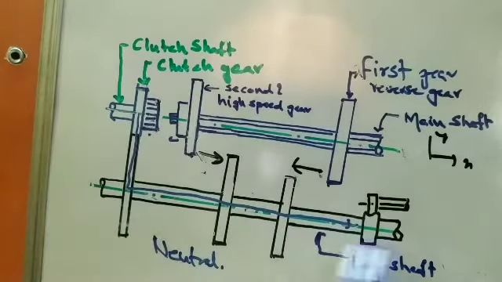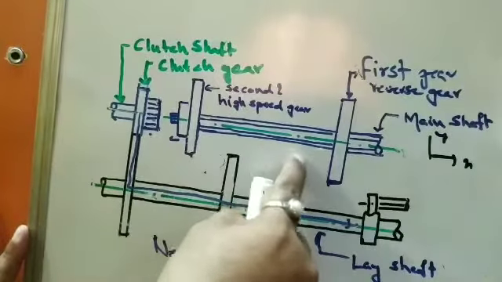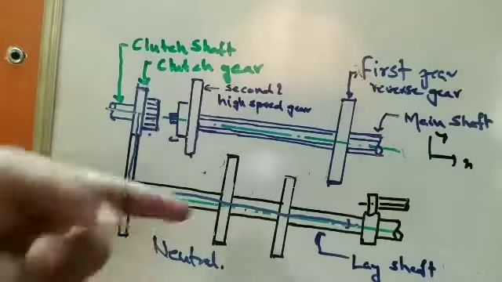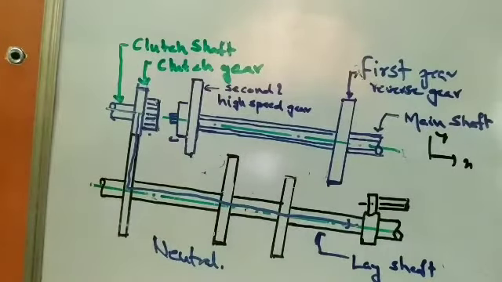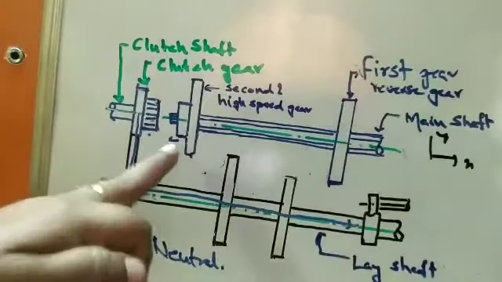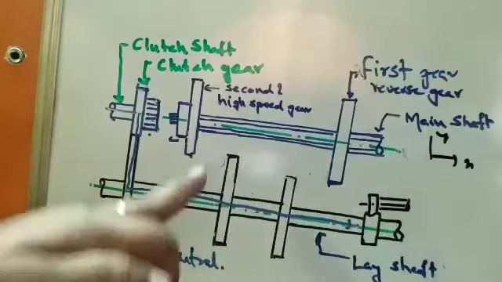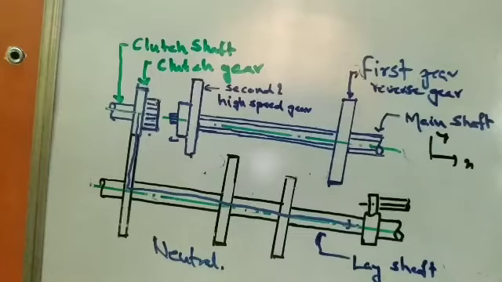The clutch shaft is connected with the lay shaft, and all the gears are connected to the lay shaft. As the power is coming, all the gears along with the lay shaft are in constant motion. This is a 3-speed gearbox. This is the first gear, this is the second gear, this is the top gear, a high-speed gear is also provided, and the last one is the reverse gear. So it is a 3-speed gearbox.